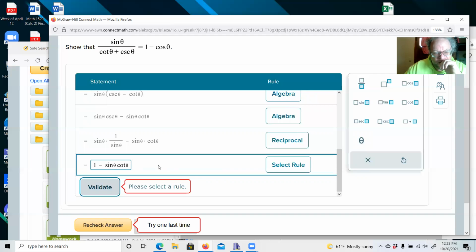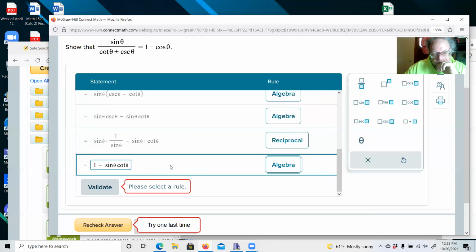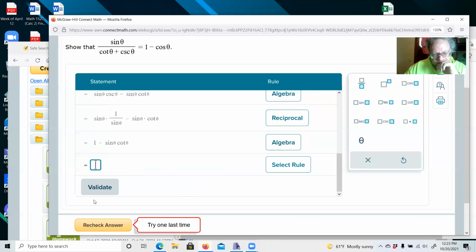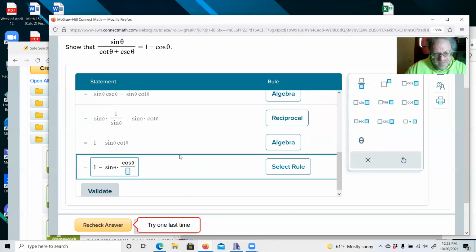Oh, please select a rule. What do we do? Do the reciprocal rule, you think, or algebraic rule? We're going to select that. We'll say algebra. Okay, then we're happy with that. 1 minus sine theta times cosine theta over sine theta.